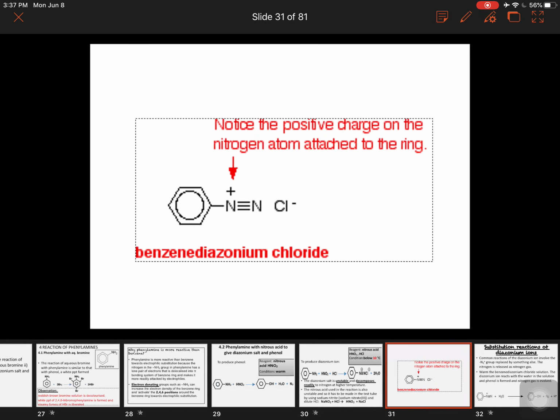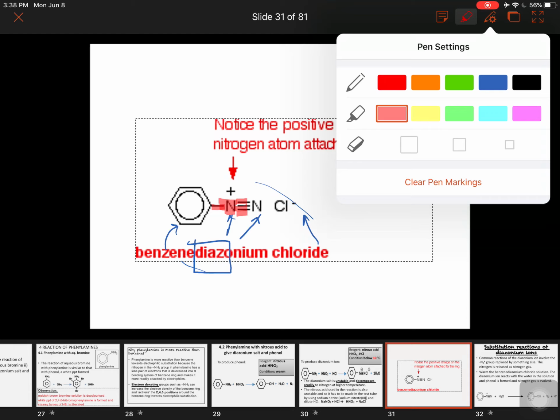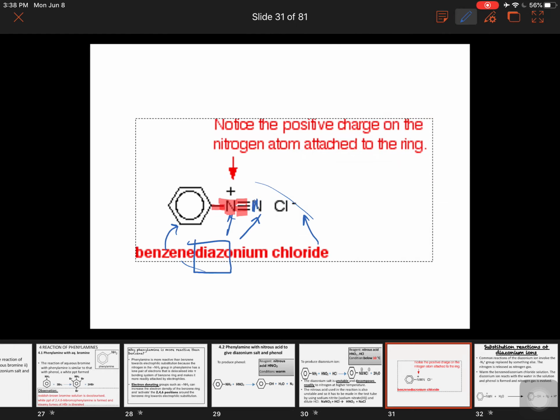Okay, so just to re-emphasize the structure of a benzene diazonium chloride, the diazo stands for the 2 nitrogen group. The benzene is obviously the benzene. The chloride, as I said, is the counter anion. One thing that I want to emphasize as well is this nitrogen, the one that is directly attached to the benzene ring, has a positive charge, because that nitrogen is the one that has 4 bonds around it.